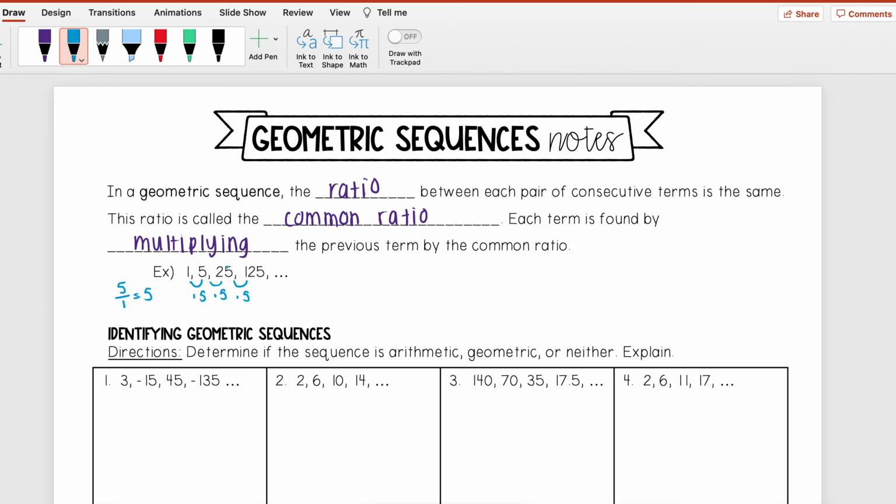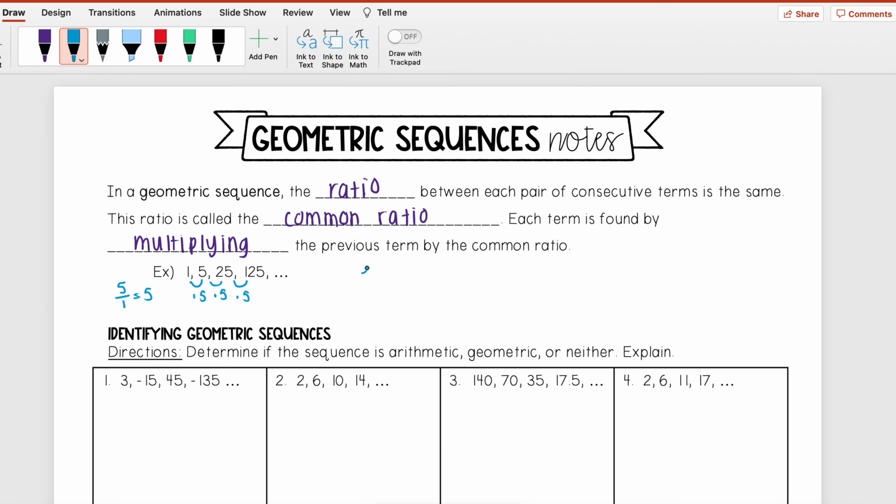I can do that with all of these. So 25 divided by 5, I get 5. 125 divided by 25, I also get 5. And so with geometric sequences, our common ratio is always what we're multiplying by each time. And so if we have something where we're dividing, we're going to represent that as a fraction, just like what we did when we were talking with exponential functions.